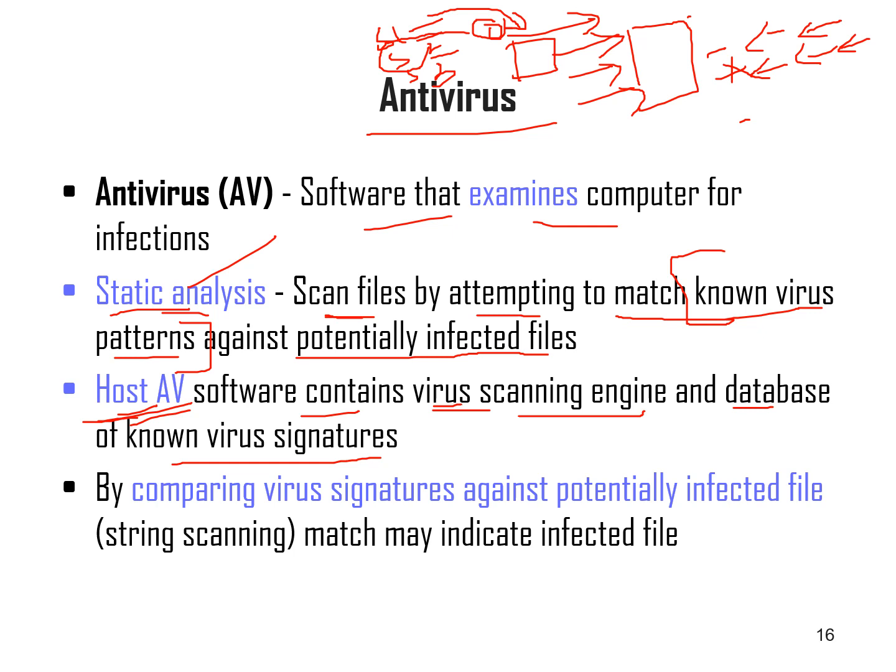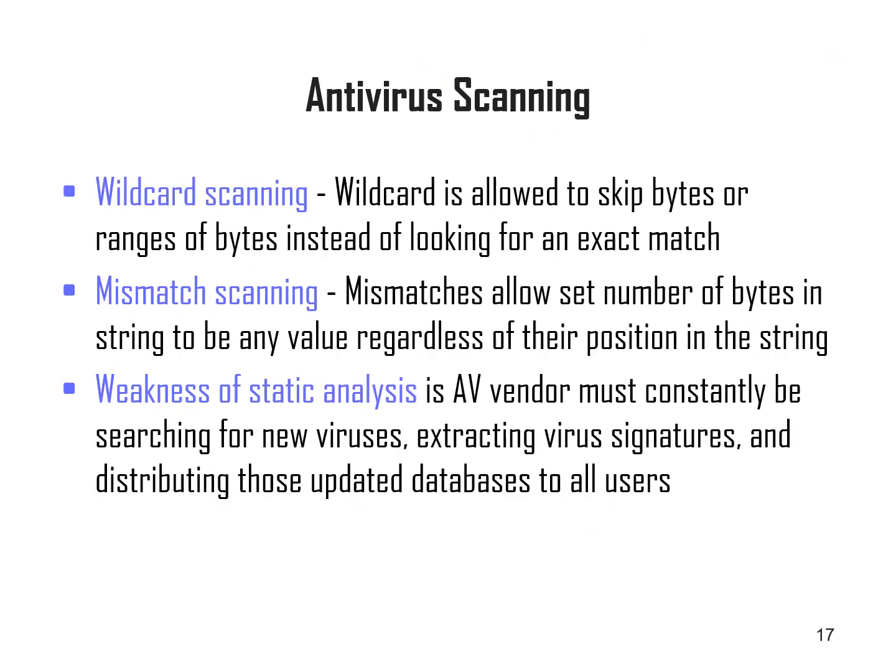So it will scan each and every file. If any infectious file is present and I have the corresponding signature in my database, then that particular infectious file will be quarantined. So that is actually host AV. It compares the virus signatures against a potentially infected file, and as I said earlier, a match may indicate an infected file. So that is host AV. Antivirus scanning has different kinds.